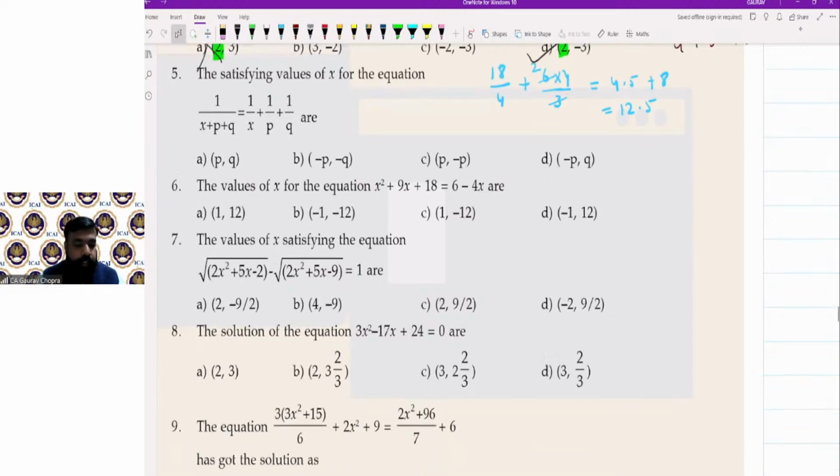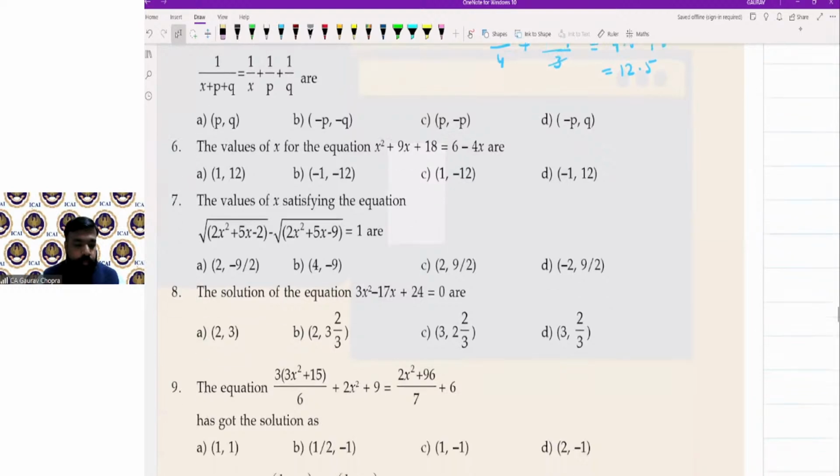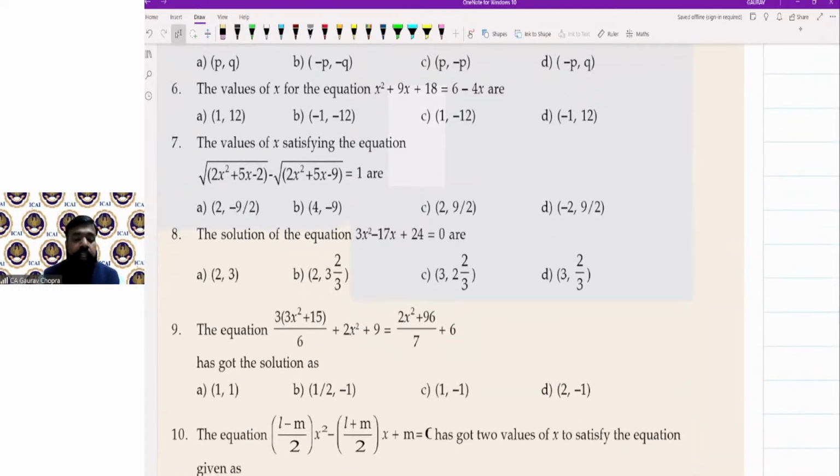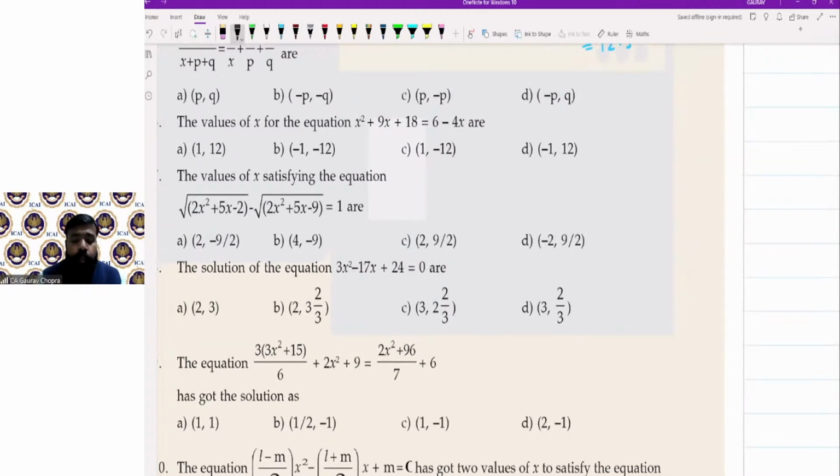Then let's try one more. Question number 6, you can try. The values of x for the equation are. Here you can either solve using the equation also. That can take equal time. So x square plus 9x and 4x will become 13x, plus 18 minus 6 is 12, is equal to 0. Now we can do the factors of 12.